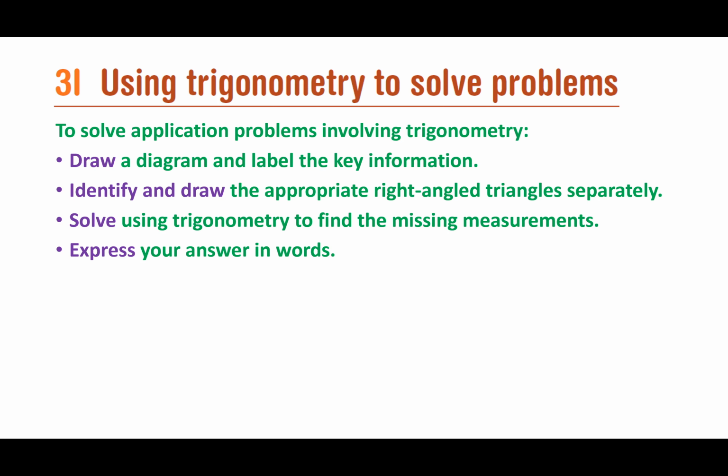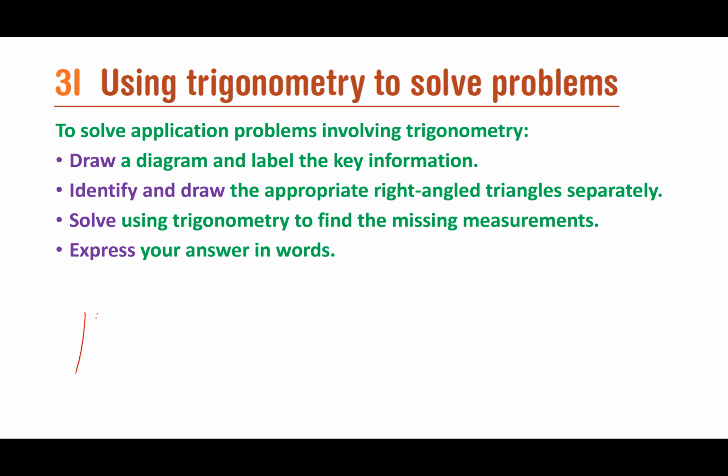So first off, you're going to draw a diagram and label the key information. If you don't have a diagram, you need to draw one. If you do have a diagram, perfect, then just label it, if it's not already labeled. Then second, we're going to identify and draw the appropriate right angle triangle separately.